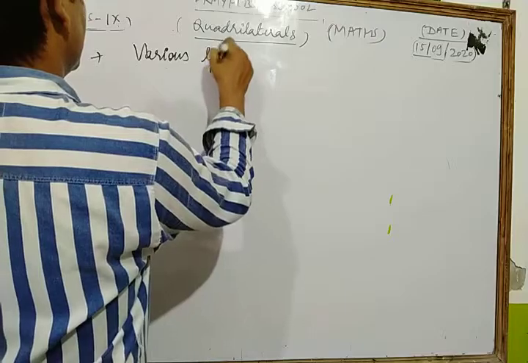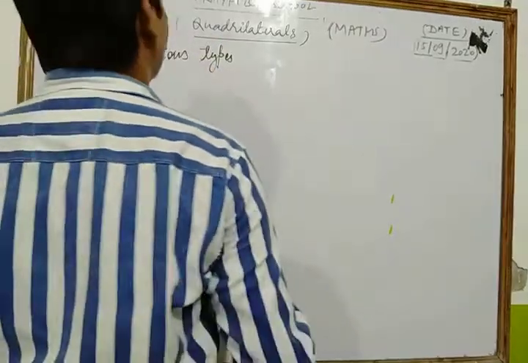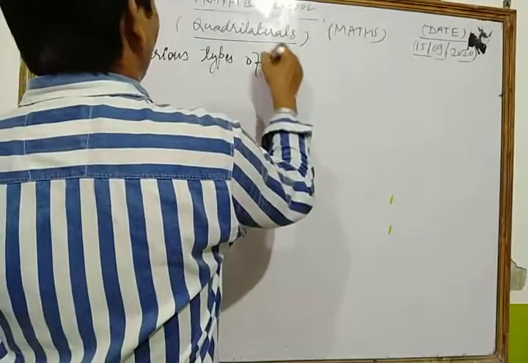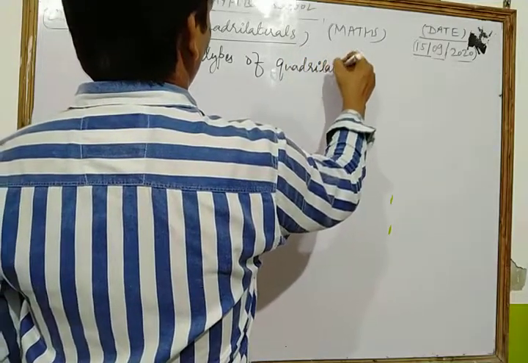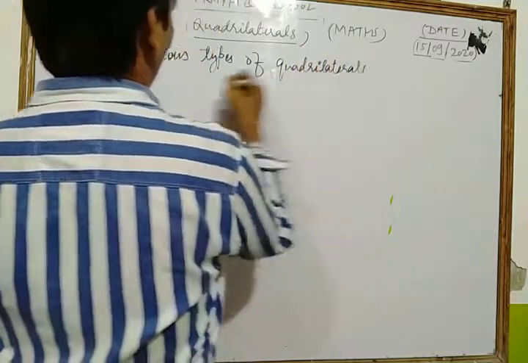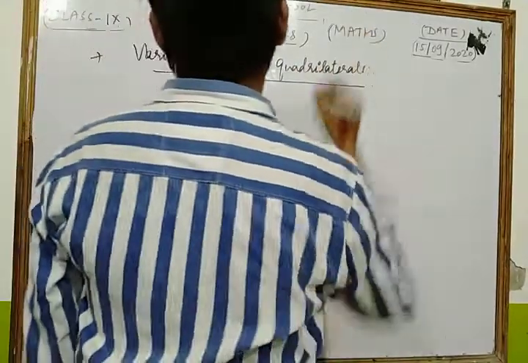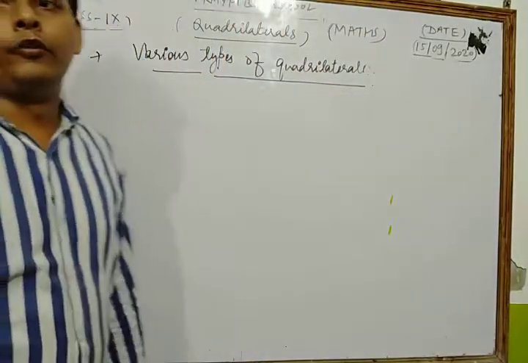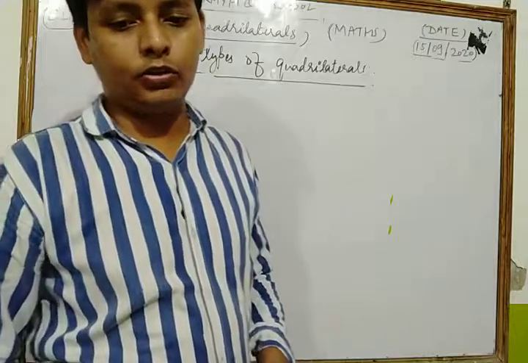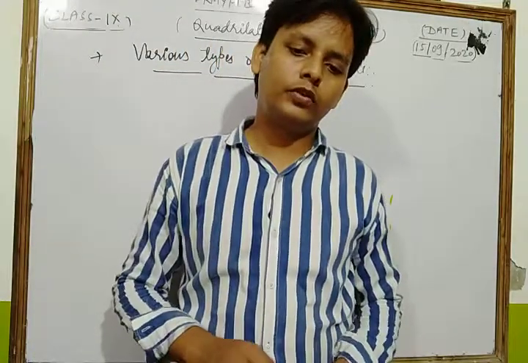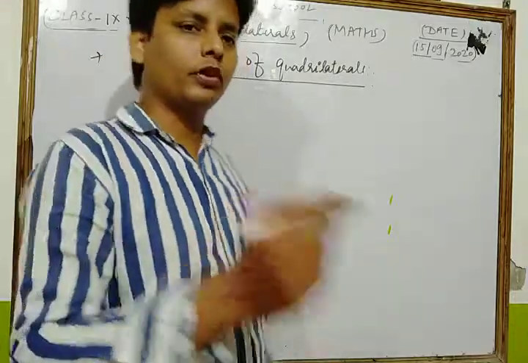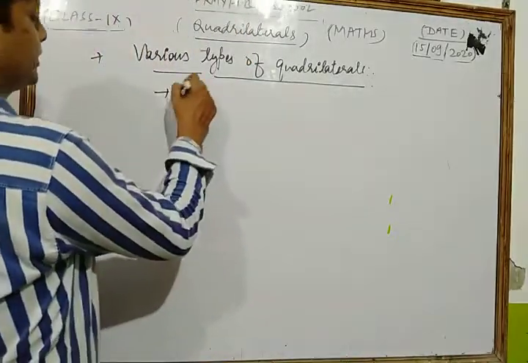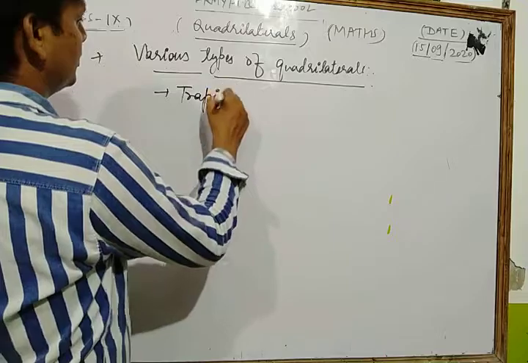Various types of quadrilaterals. Okay, now we discuss the various types of quadrilateral. Dear student, in this topic, first of all we discuss the trapezium. Trapezium is also a type of quadrilateral. Let's see, first of all we discuss trapezium.